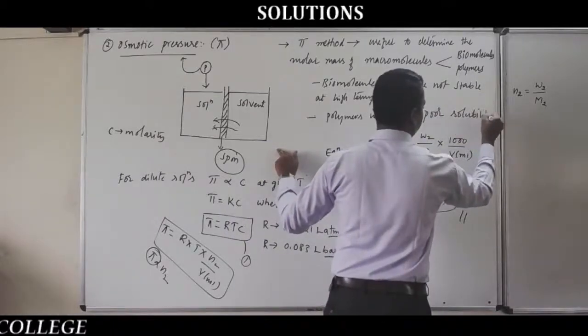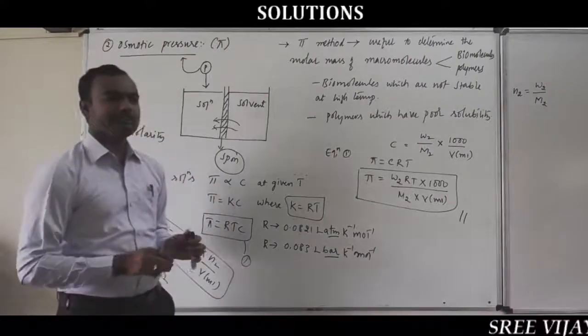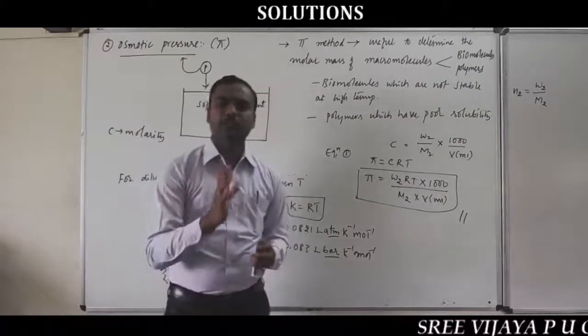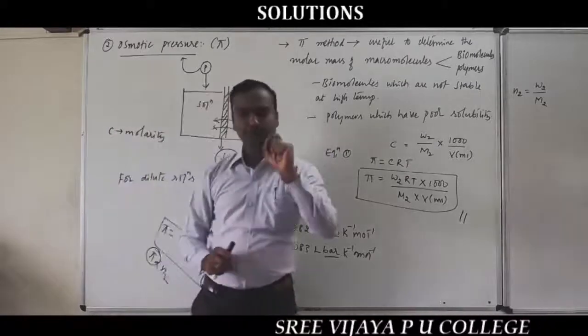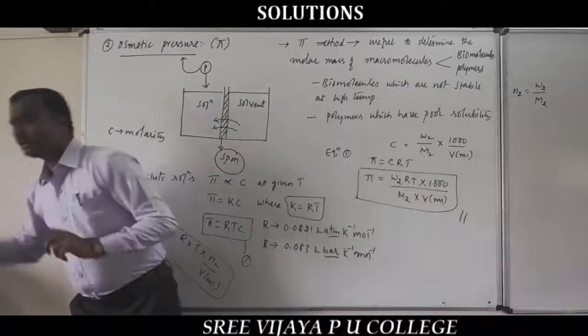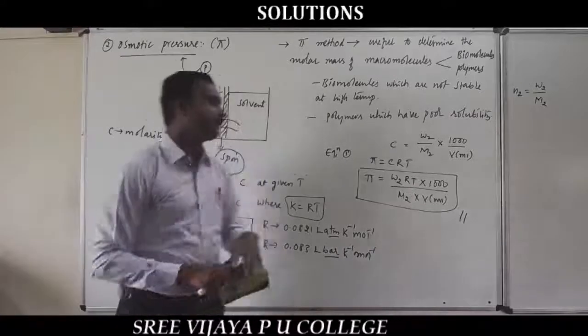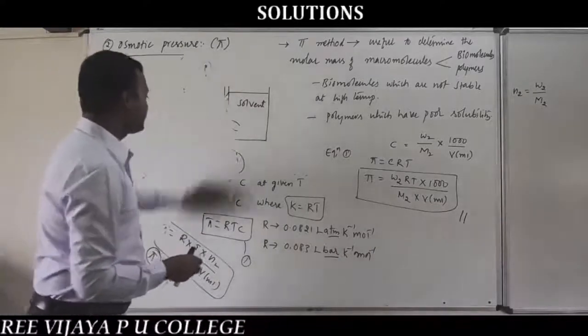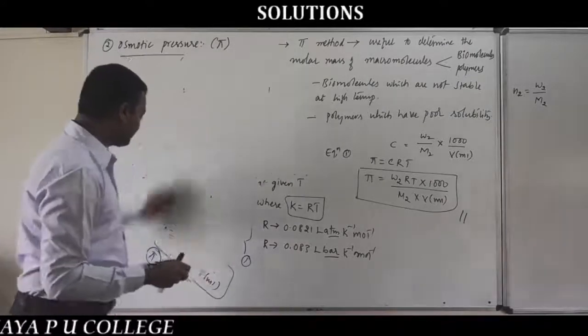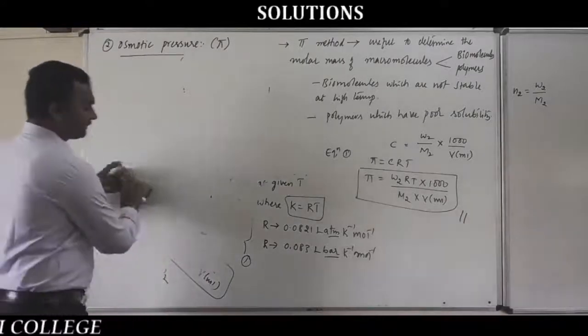In competitive exams, among the following methods, which is the best method to determine the molar mass of the solute in macromolecules or colloids? The best method is the osmotic pressure method. The options are the relative lowering of vapor pressure method, the osmotic pressure method, the elevation of boiling point method, and the depression of freezing point method.